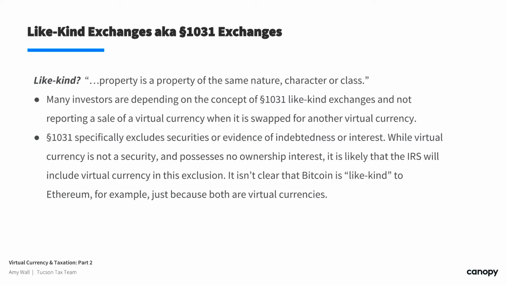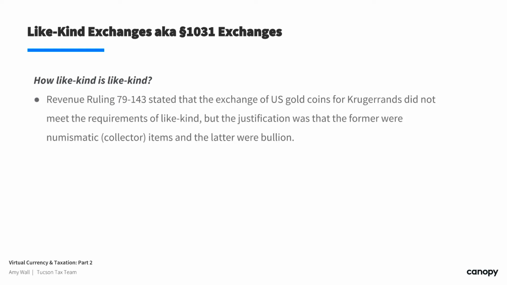For example, we had a revenue ruling, 79-143, that stated that the exchange of U.S. gold coins for Krugerrands was not like-kind. You would think, well, really? That's about as like-kind as you can get, two gold coins. But no, the IRS says that one is collector items and the other is bullion. And collector items and bullion are not like-kind. So they've got a different way of looking at things.